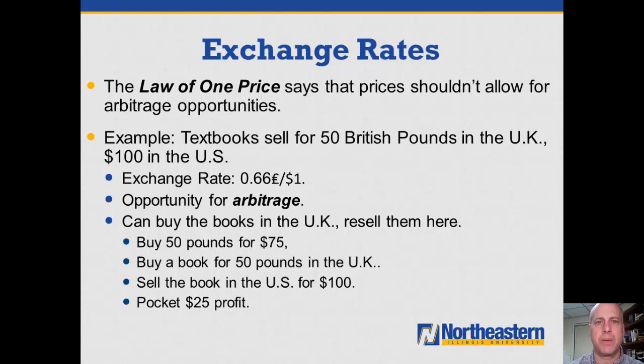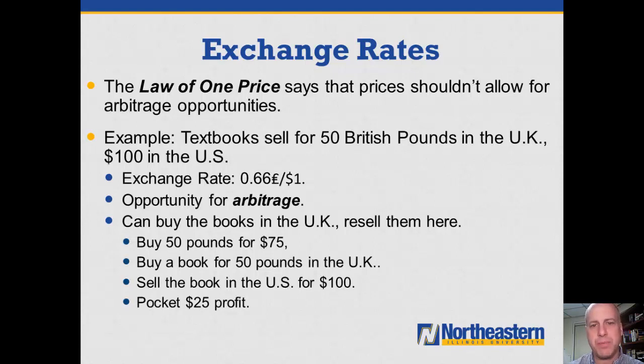Sometimes in economics we talk about the law of one price, and the law of one price says that prices should not allow for arbitrage opportunities. Basically, prices should tend to be the same, the real price of goods should tend to be the same across nations. The real exchange rate should be approximately close to one for one. And here's an example of why we think that this might be the case.